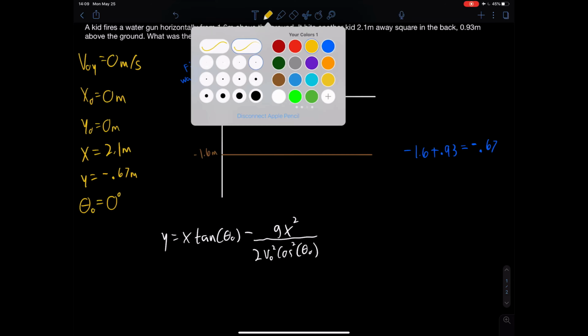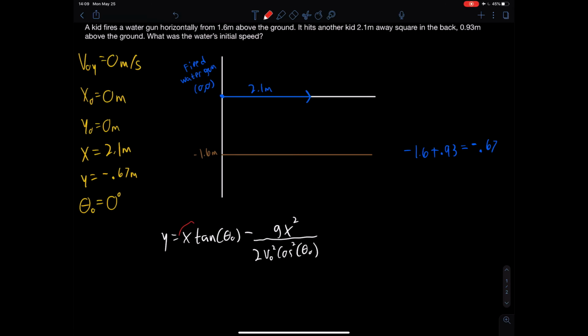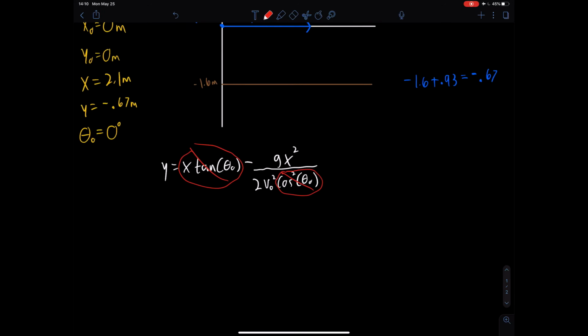Now, tangent of 0 is just 0, so this entire term goes to 0. And cosine of 0 is just 1, so cosine squared of 0 is 1 squared, which is 1. That term just goes to 1, and we don't have to write it either. So we have a significantly simplified expression: y equals negative g x squared over 2 v naught squared.